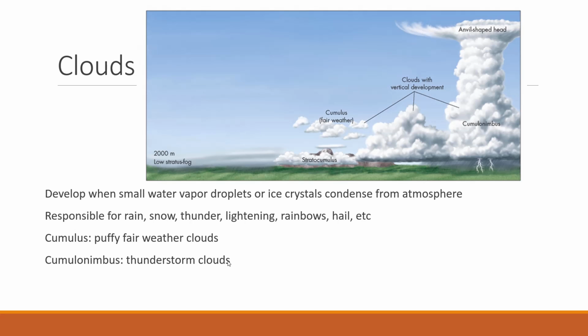So weather is very much controlled by clouds. Clouds will develop when we have small water vapor droplets or ice crystals condensing from the atmosphere. Clouds will be responsible for rain, snow, thunder, lightning, rainbows, hail, but basically all of our weather. Cumulus clouds are puffy fair weather clouds. Cumulonimbus clouds are thunderstorm clouds. Your book goes into a lot of detail about the different cloud names.